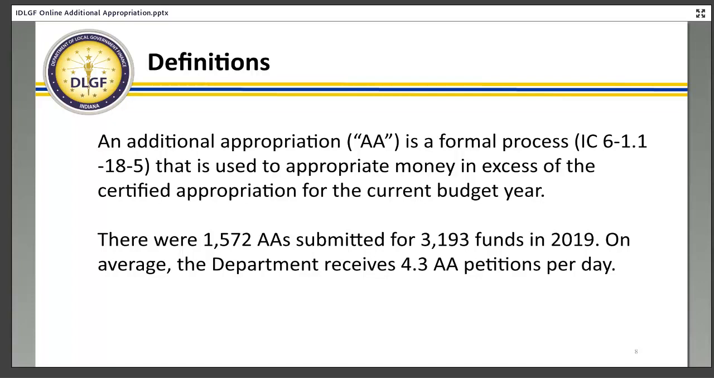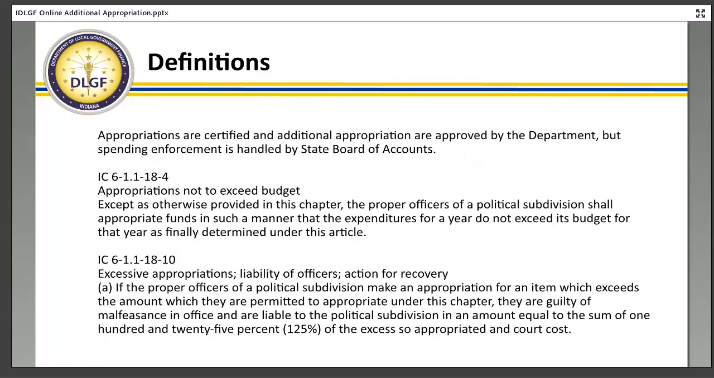Now, in calendar year 2019, the department received more than 1,500 additional appropriations for more than 3,000 funds. And so, on average, we're receiving 4.3 of these additional appropriation petitions per day. So this is a relatively common process that a number of units go through.